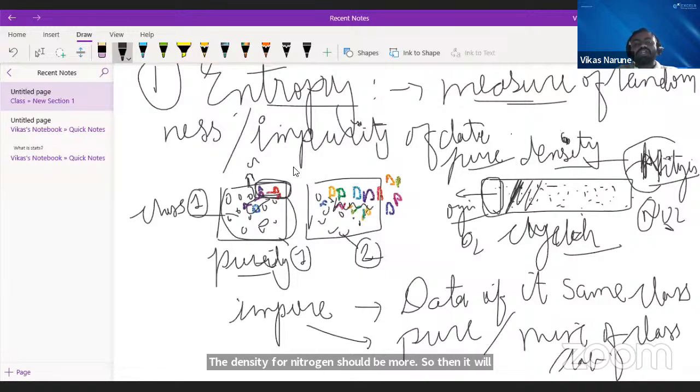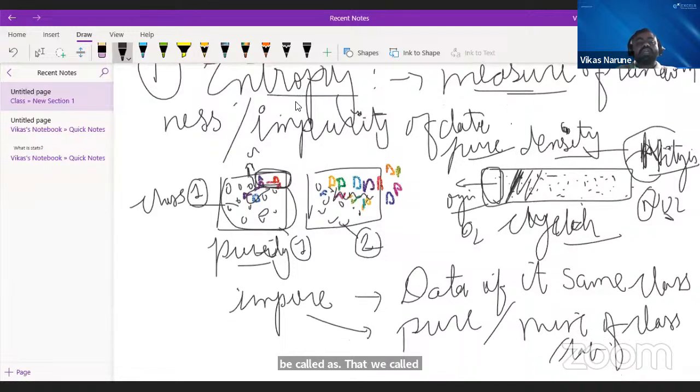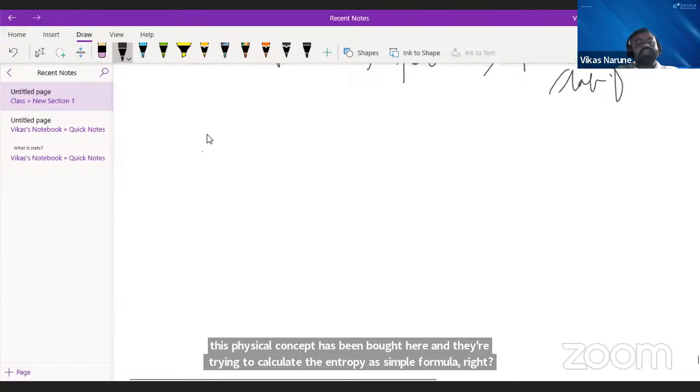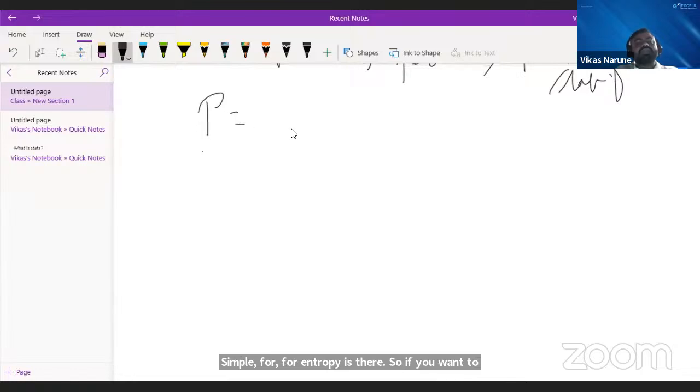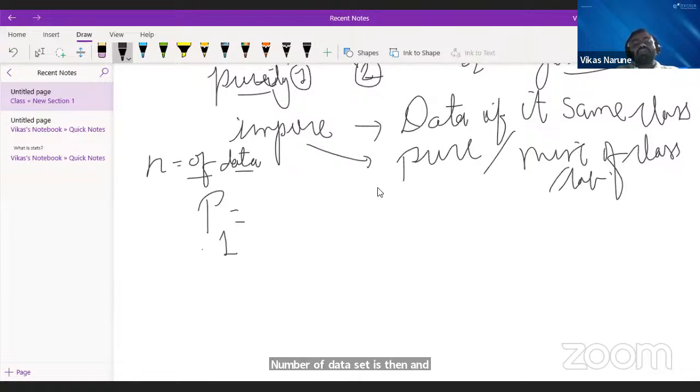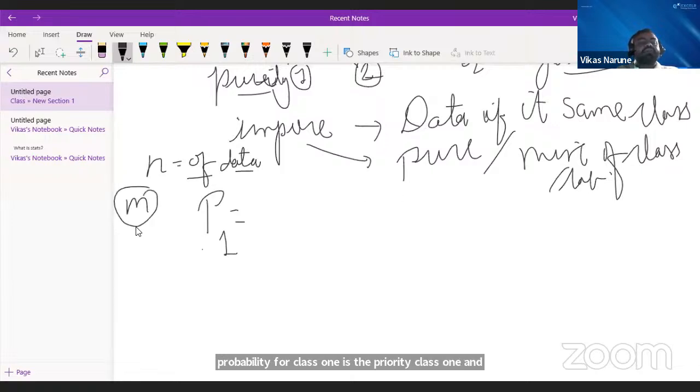Okay. So this physical concept has been brought here, and then try to calculate the entropy, guys. And a simple formula for entropy is there. So if you want to calculate entropy, let's imagine P is the probability. Let's imagine you have n number of data points in your data. Let's imagine P is the probability for class 1, and out of this n data, m data points belong to class 1.